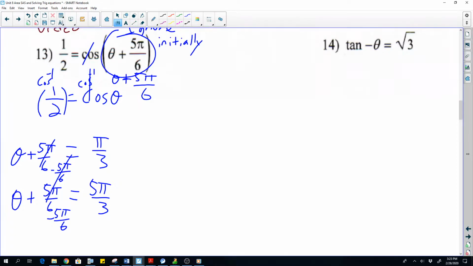Okay, good. So now we're going to take 5 pi over 6. We're going to minus it to the other side, because if you do it to one side, then you have to do it to the other side. Good.